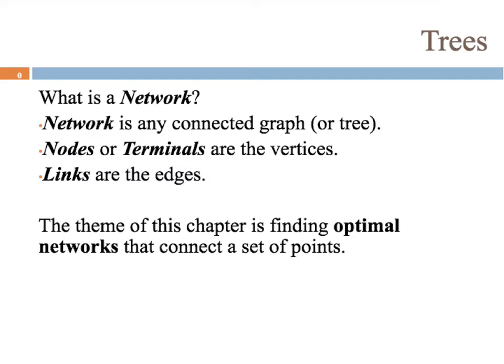So think back to the other graph stuff we've done. Remember, we have vertices and edges. So yeah, vertices are nodes and terminals. Links are going to be the edges. So just some new vocab terms for stuff we've seen before. The theme of this chapter is finding an optimal network that connects a set of points.